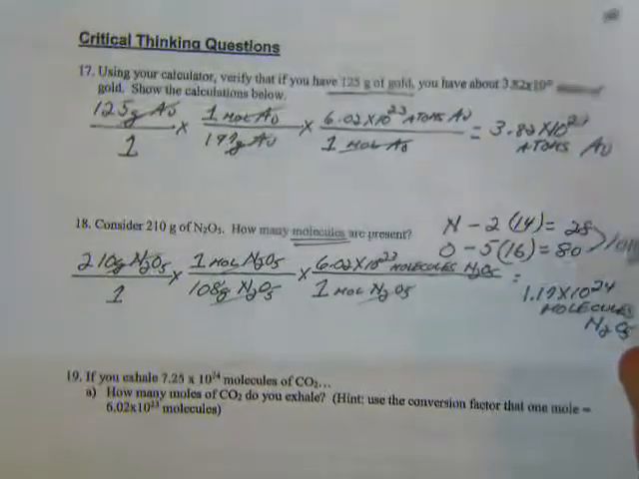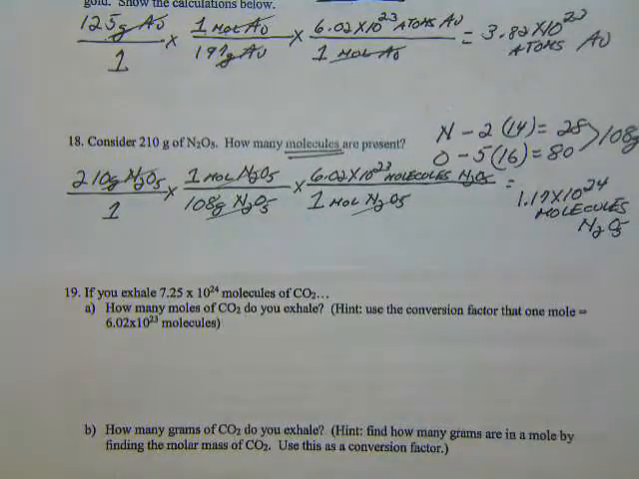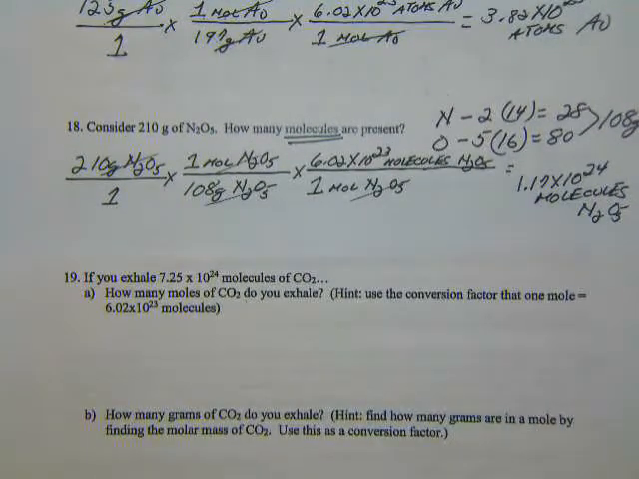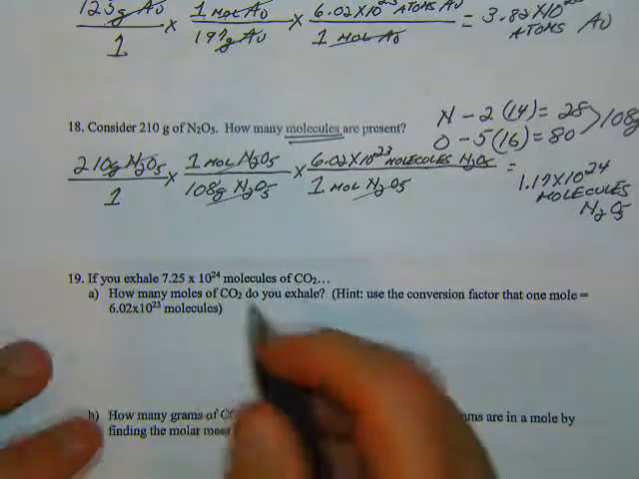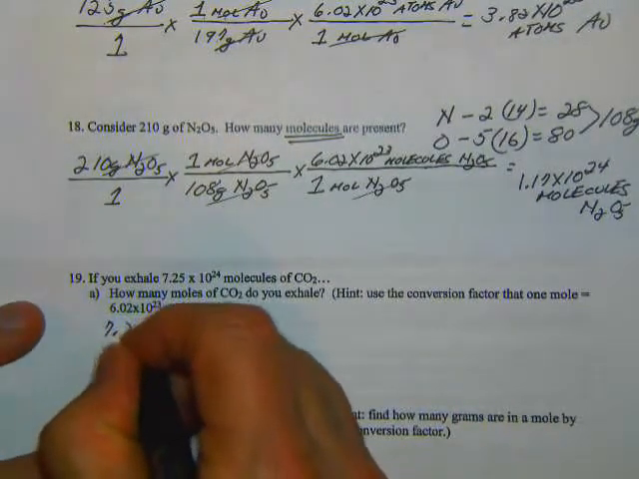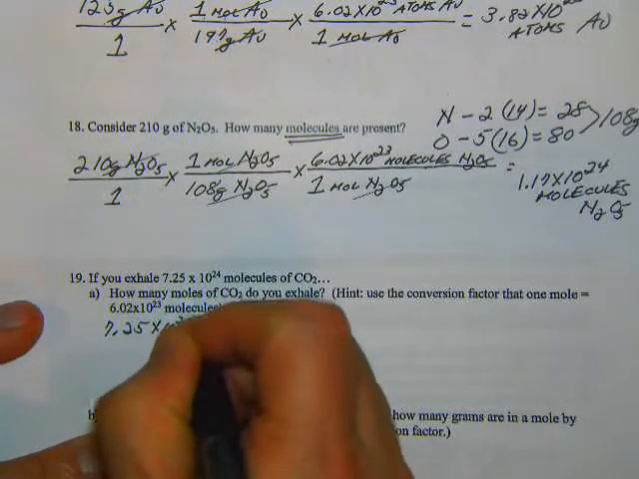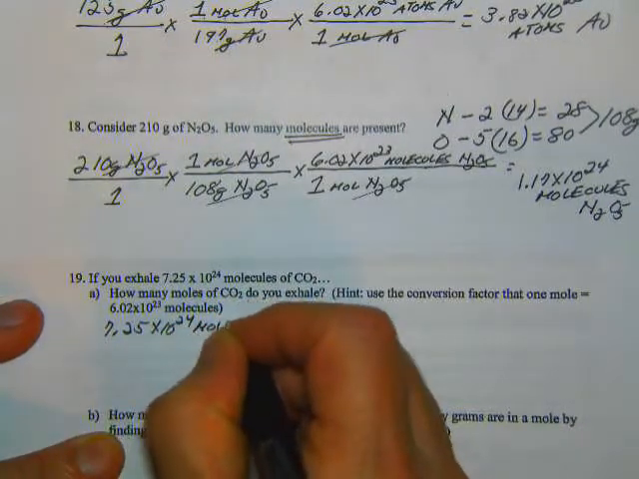Alright, let's look at problem 19. And again, we're kind of working back and forth in here. We're going from grams to molecules, and then molecules back to moles or back to grams. So if we got some CO2, we exhaled 7.25 times 10 to the 24th molecules. How many moles did we exhale here? So we got molecules and we want to go to moles. Grams don't even enter into the equation here. So let's write down what we have. 7.25 times 10 to the 24th molecules.